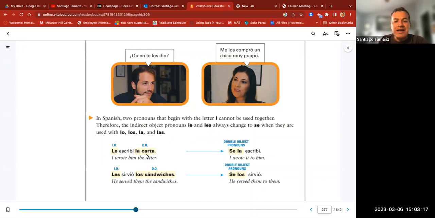Les escribí la carta. I wrote him the letter. Sorry, le escribí la carta. Le, to him. Now la carta is feminine and singular, so the direct object pronoun is la. The last version is se la escribí. So the le becomes se. Why?